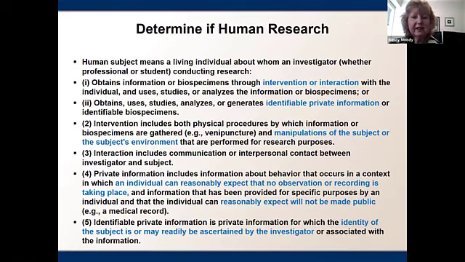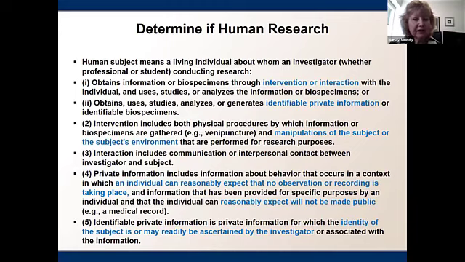So the next slides are kind of how to do it. First you're going to have to decide if you're doing human subject research. And here's the definition of human subjects out of the federal regs. So you're looking at intervention or interaction with an individual or their data or tissue. You're going to generate identifiable private information from the data. The intervention includes both physical procedures or manipulation of the subject's environment. The interaction includes communication or interpersonal contact between the investigator and subject.